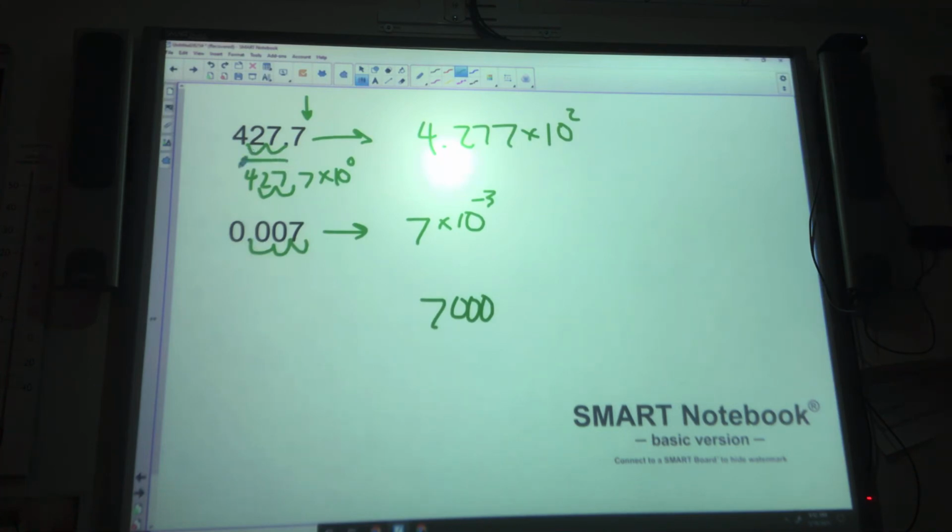If you move it to the left, then it becomes positive. You gotta think about it in terms of what you're actually doing to it. So look at what the number is. Okay, well this is getting bigger. Is it 427.7? Yes, it is. Alright, this one is getting smaller. Is it 7 times 1,000? No, it's not. So that's not gonna work.